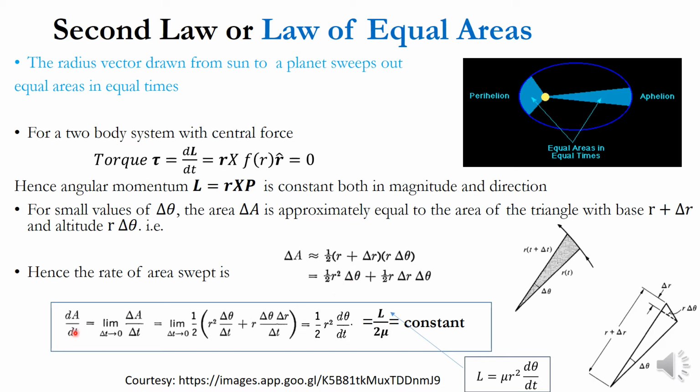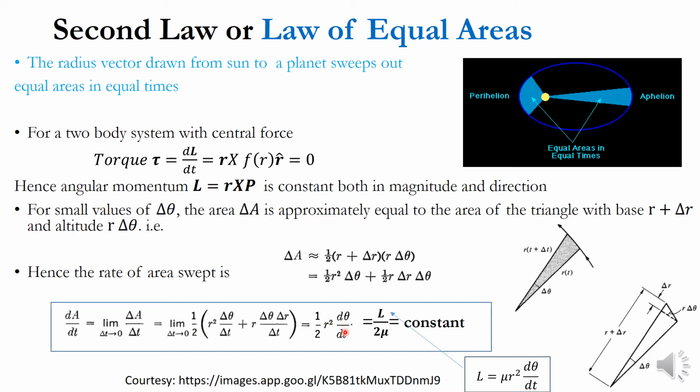So the rate of area swept will be delta A divided by delta t. For a smaller time, when delta t tends to 0, this becomes the differential dA by dt. That is, dA by dt is equal to the limit as delta t tends to 0 of this divided by delta t plus this divided by delta t, where this term is neglected, so that this term remains, that is 1 by 2 r square d theta by dt.